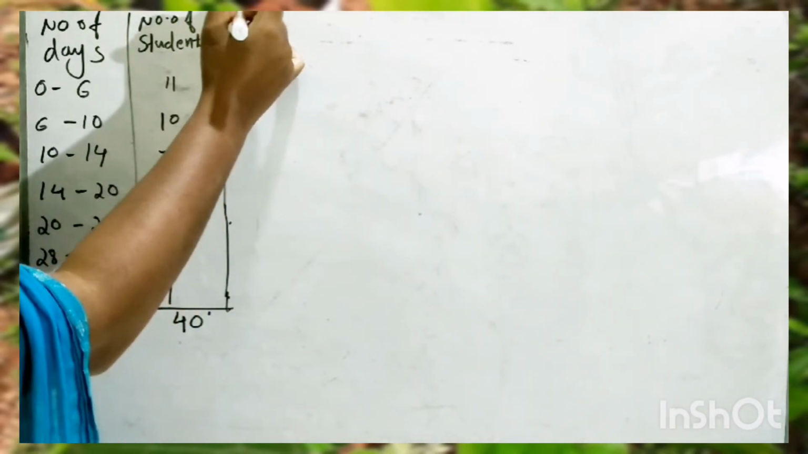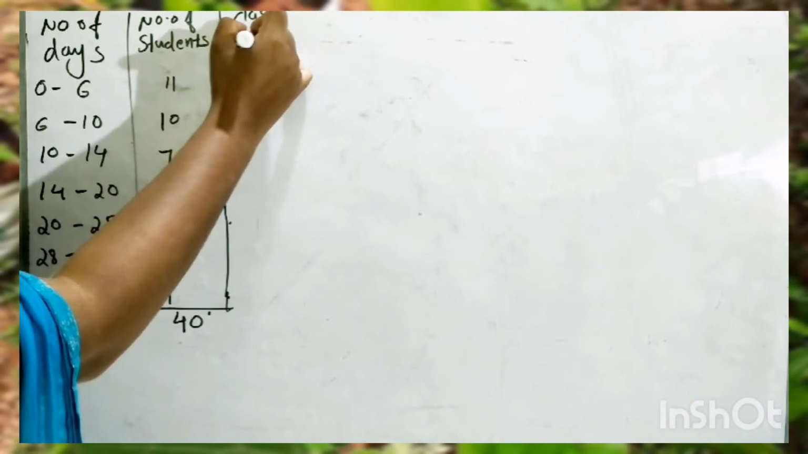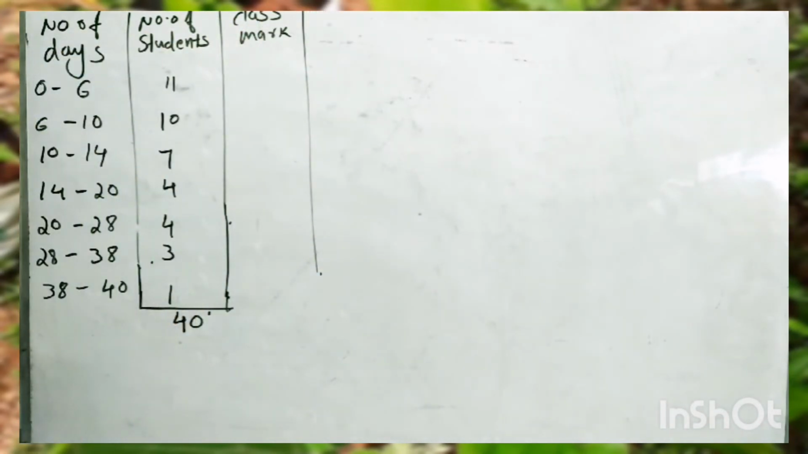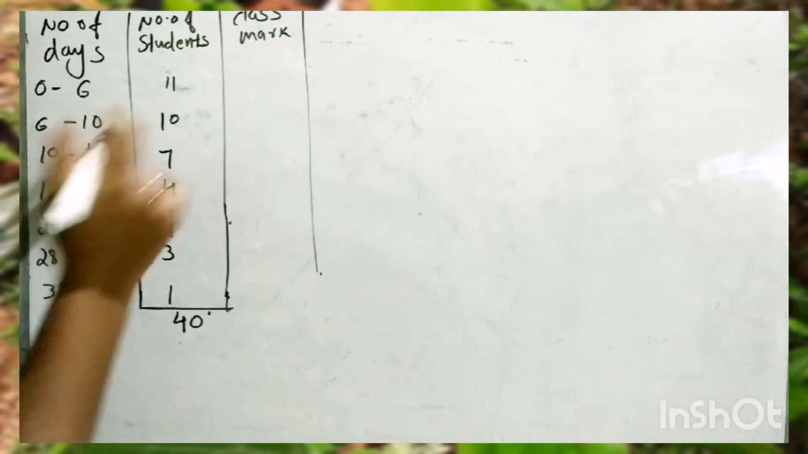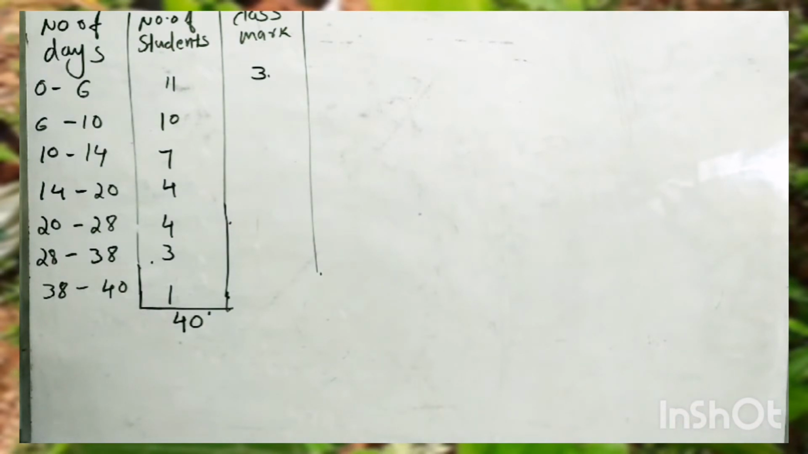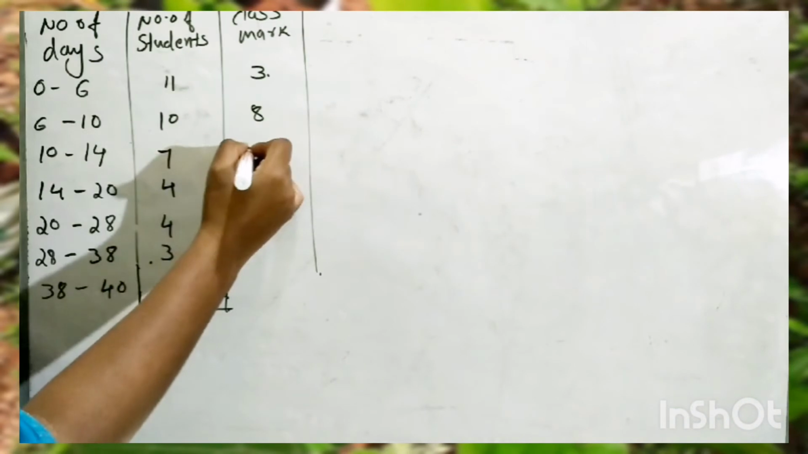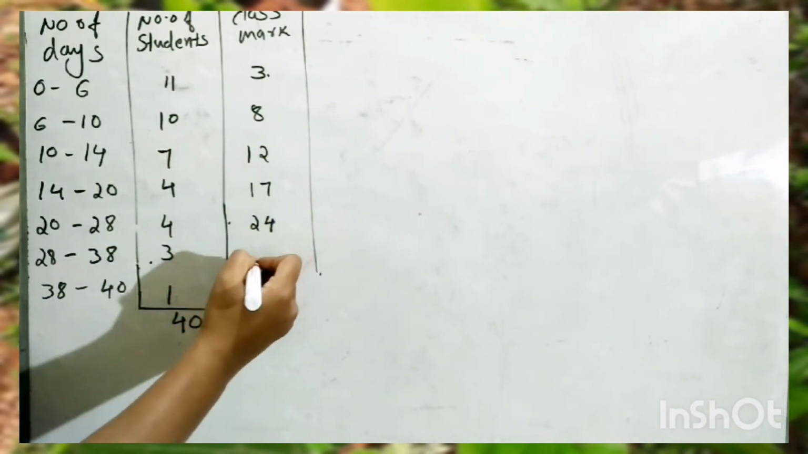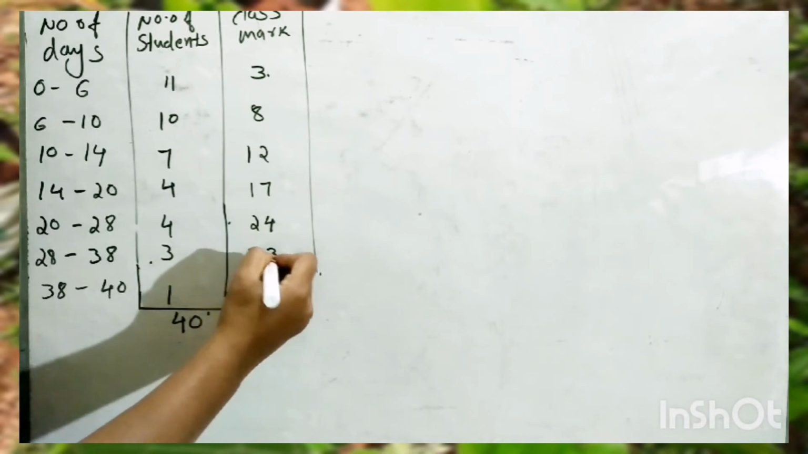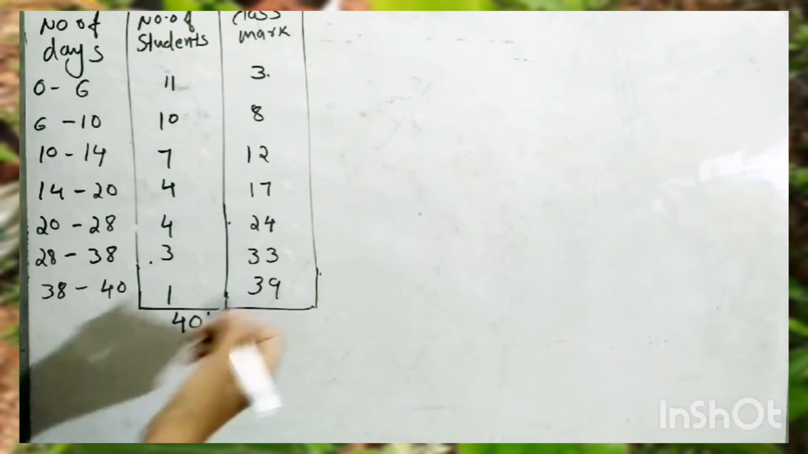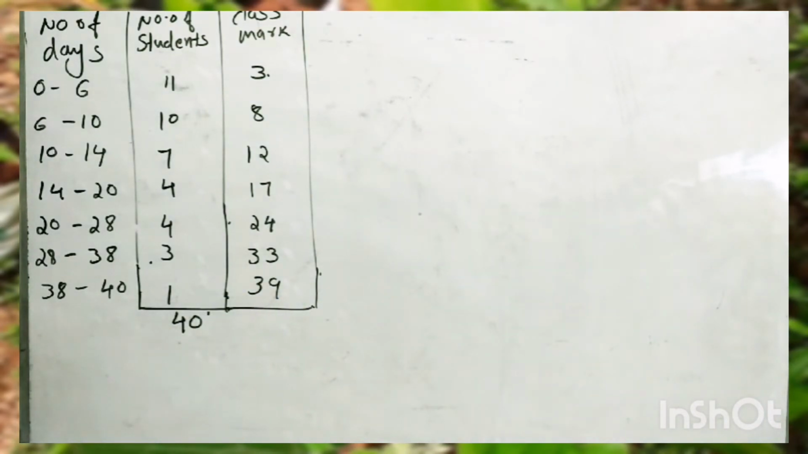Now class mark. Class mark is lower limit plus upper limit by 2. 0 plus 6 divided by 2, 3. 6 plus 10 divided by 2, 8, 12, 17, 24, 33 and 39. So here I am going to use the direct method.